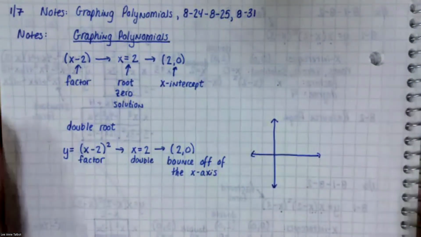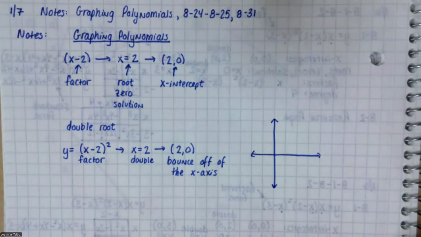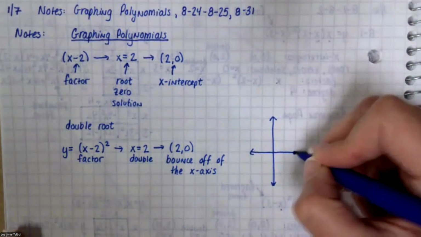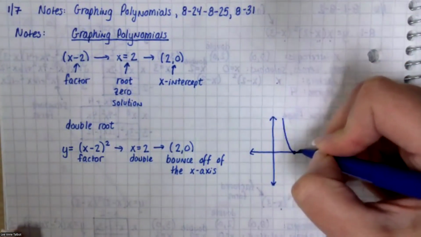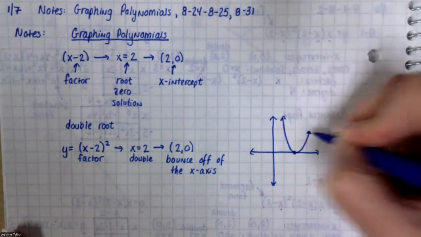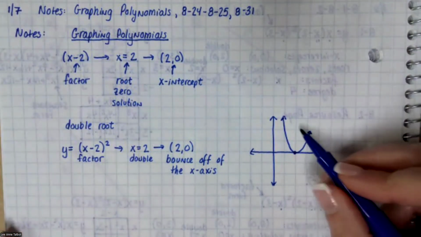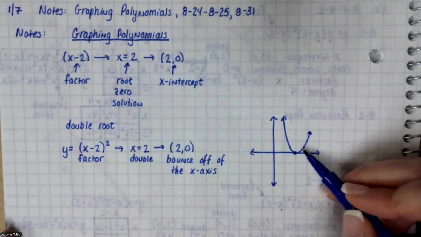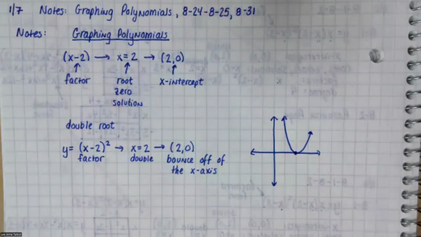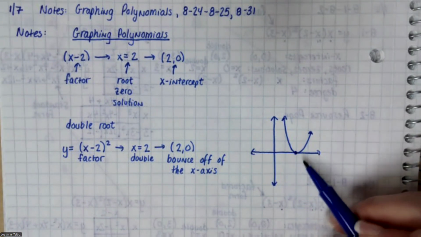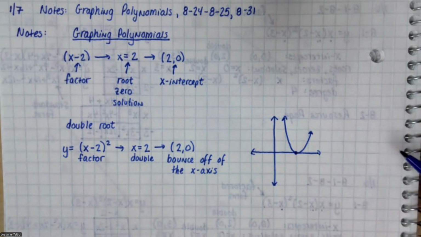Draw a little baby graph over here. Put that point at (2, 0), and then show the bounce. So it comes to the x-axis, hits it, and then bounces off, and that's what a double root does. It could also be coming from the bottom. It doesn't matter if it comes from the top or the bottom. What matters is that it hits the x-axis and bounces off like a ball.